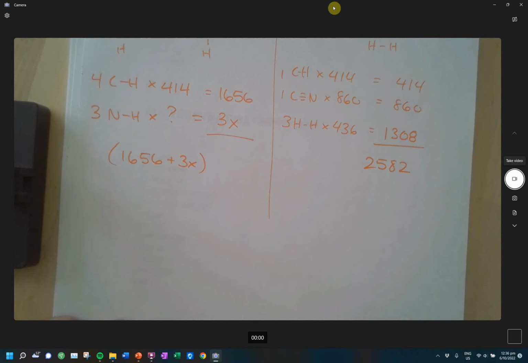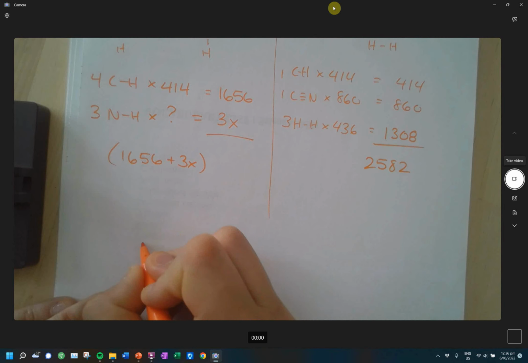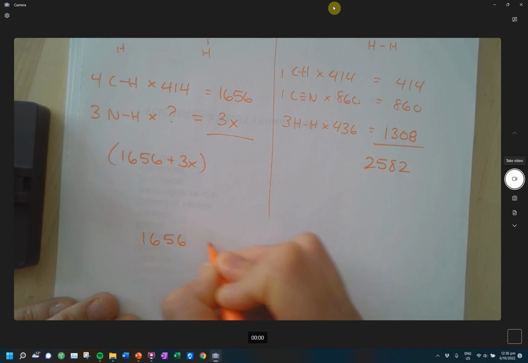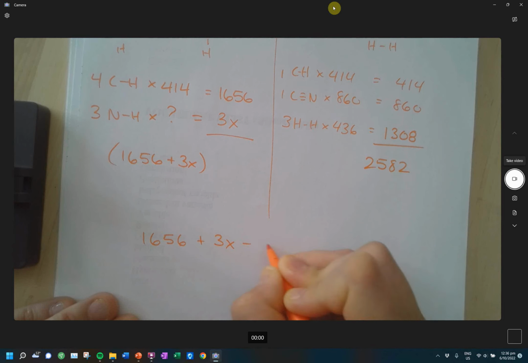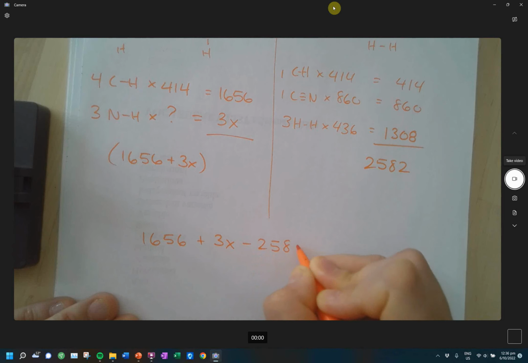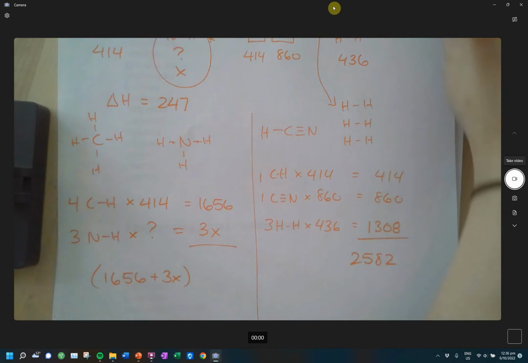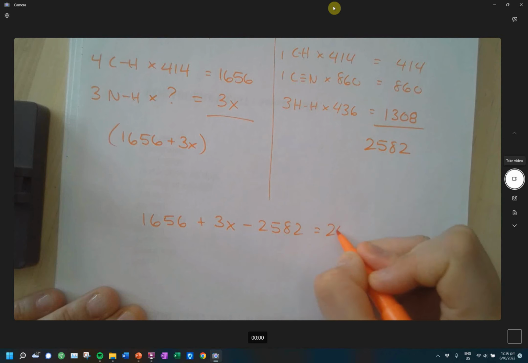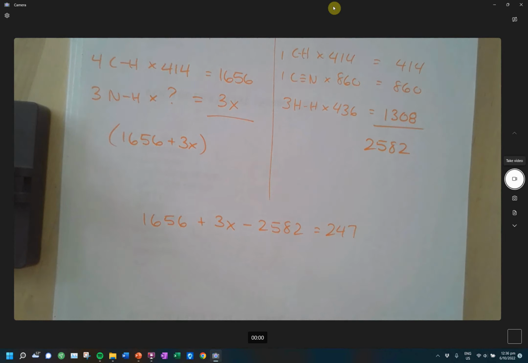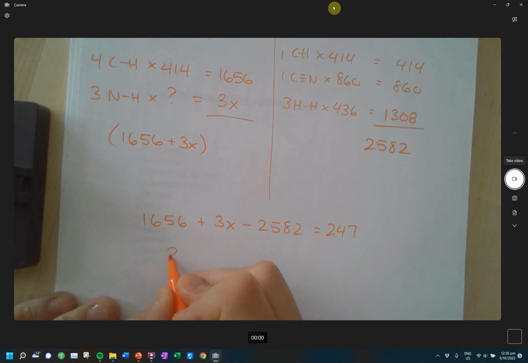All right. So last step is just like we were doing before. We take the reactants and subtract away the products. In this case, I have 1656 plus 3x minus 2582 equals the enthalpy value they told me, which was 247. It's your call how you want to attack it. Personally, I like to put all my numbers together, so that way I know what I'm working with.